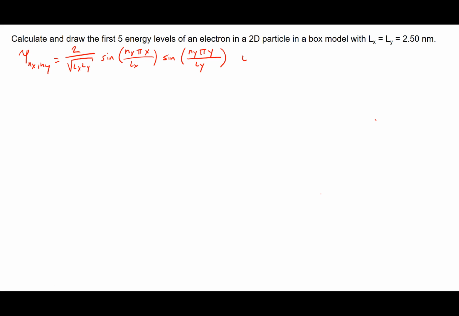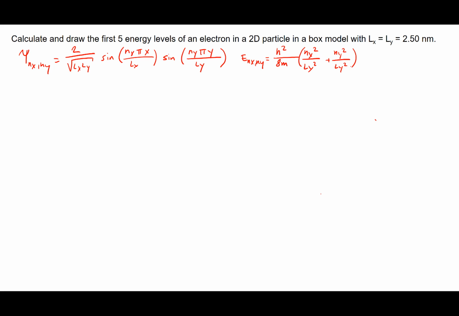Similarly, for the energies of the different possible energy levels, because you're going to have different combinations of them, the equation is going to be Planck's constant squared, h squared over 8m, times nx squared over Lx squared plus ny squared over Ly squared. So you have to pair the quantum numbers with the different lengths, because those are going to impact what the energies are.